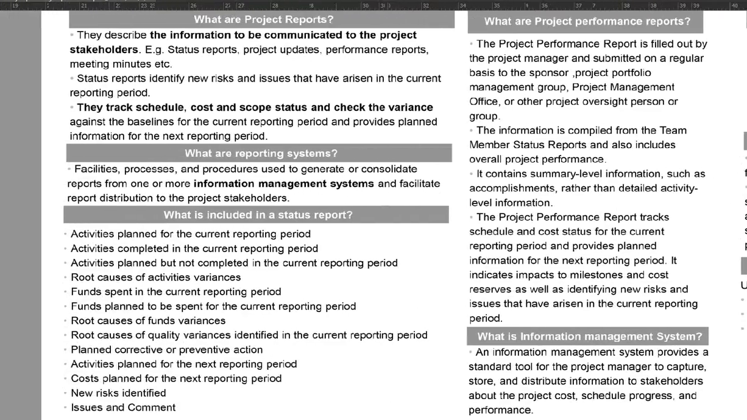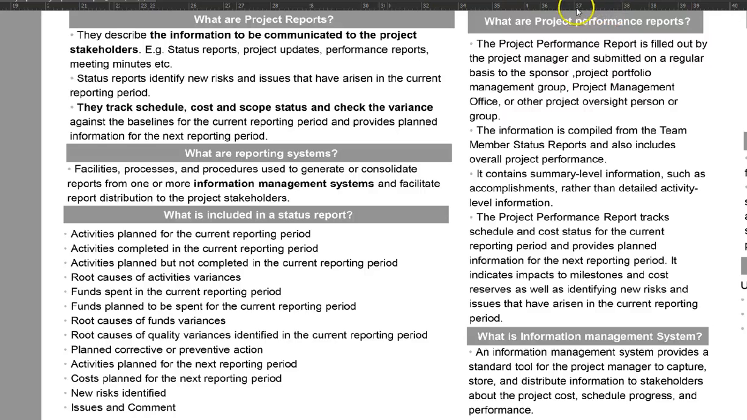So what are project performance reports? Project performance report is filled out by the project manager and submitted on a regular basis to the sponsor, project portfolio management group, project management office, or other project oversight person or group.